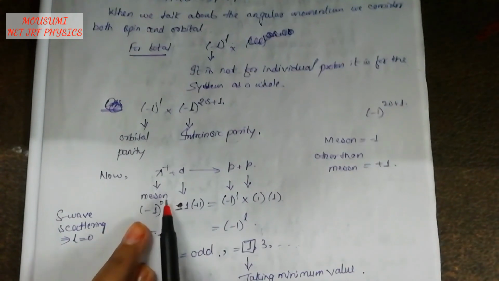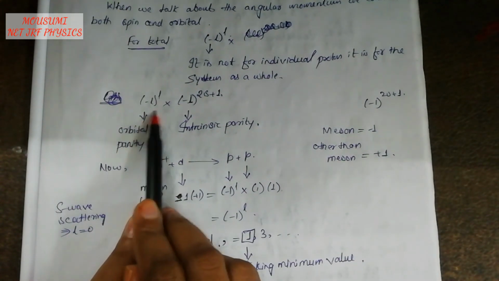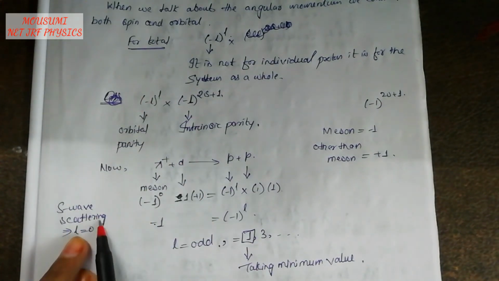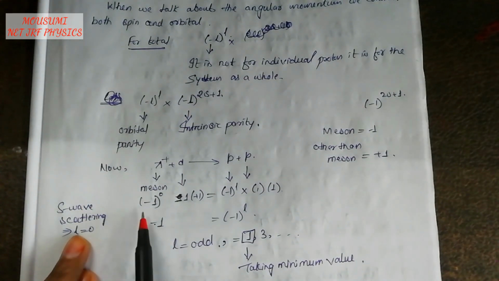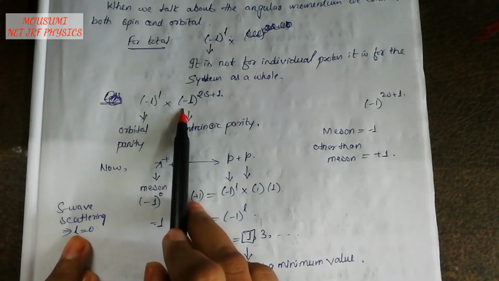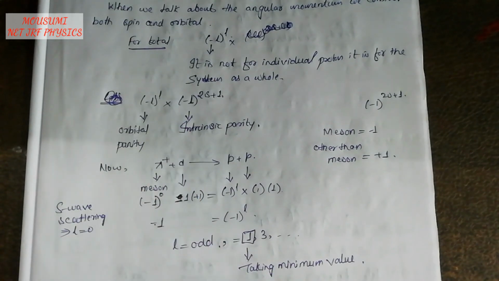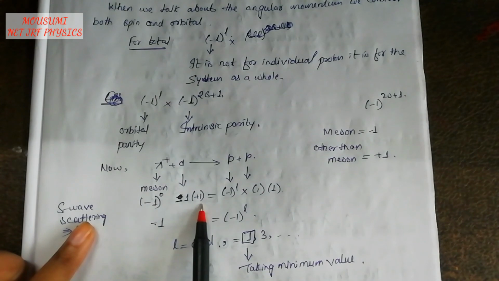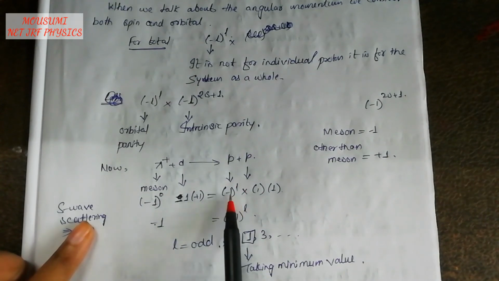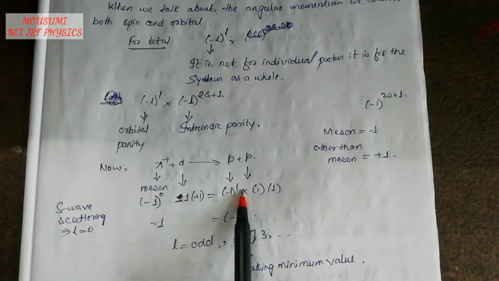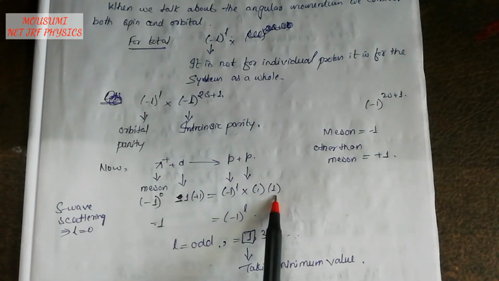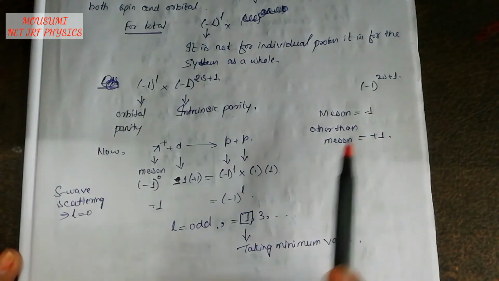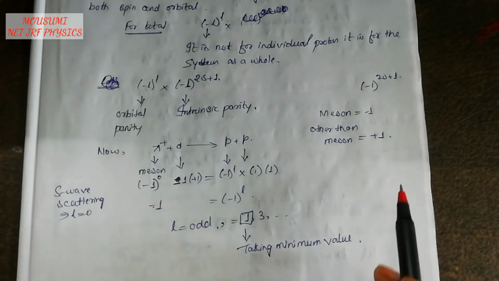So if you see here, minus 1 to the power L, for this complete system, minus 1 to the power L, L is 0 because it is S-wave scattering, right? And in this case, if you see the parity, this is a meson, so it will be minus 1, and for this it's plus 1. Again in the right hand side it will be minus 1 to the power L because we don't know the value of L, and the parity will be 1 and 1 basically. From this concept you can use, because mesons are having parity minus 1 and all others are having plus 1.